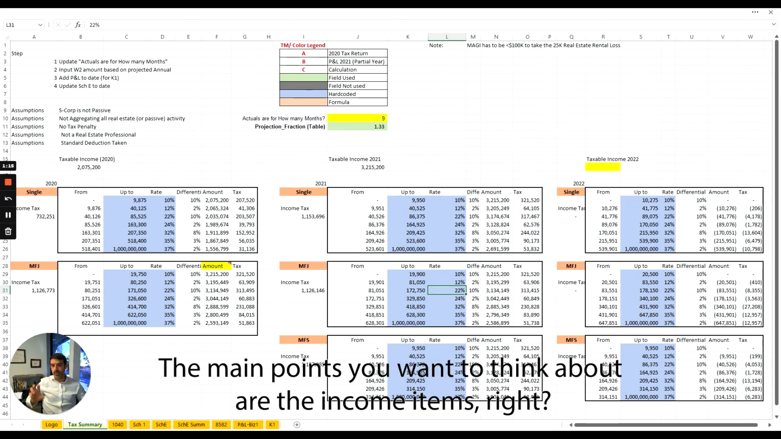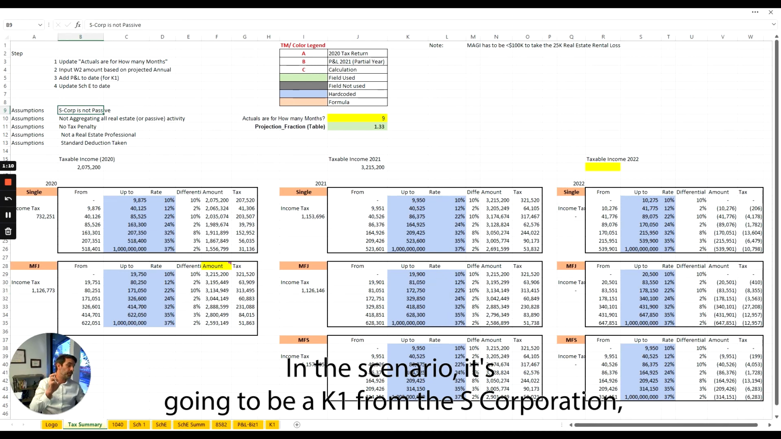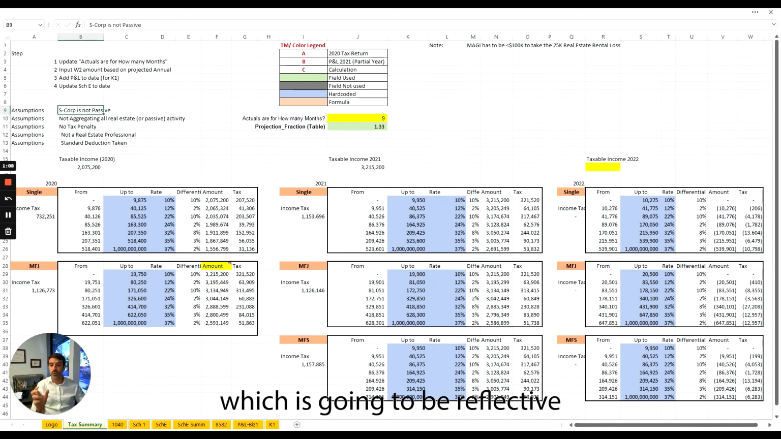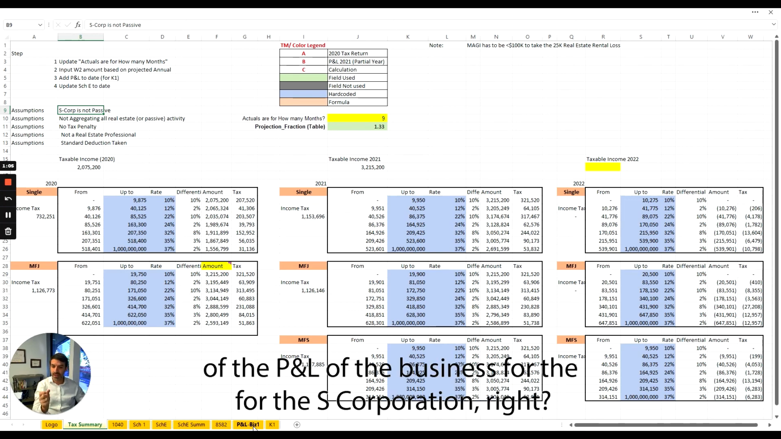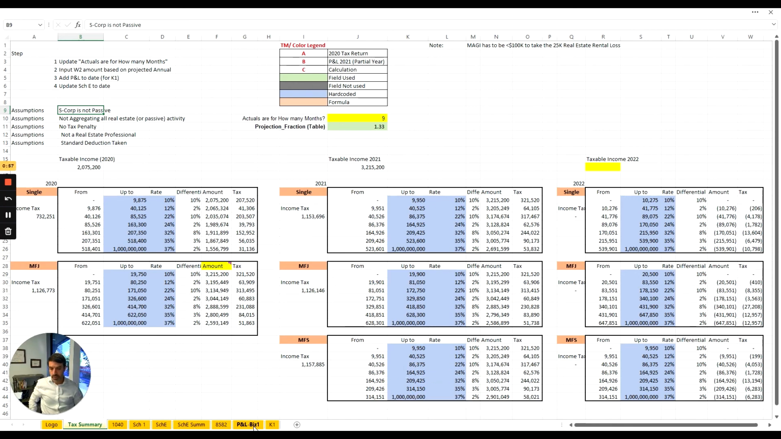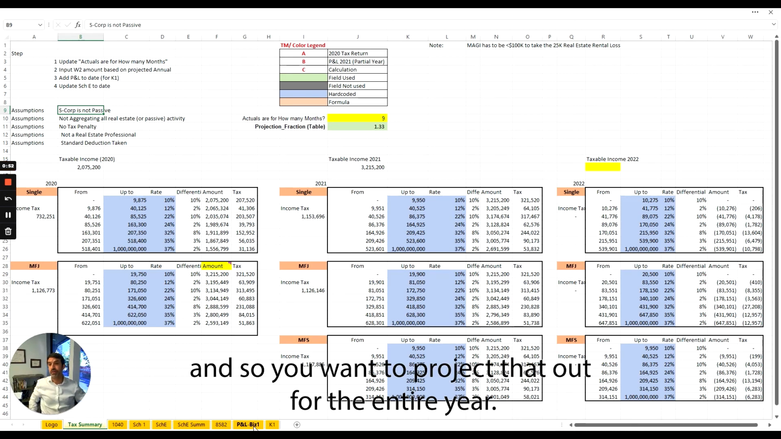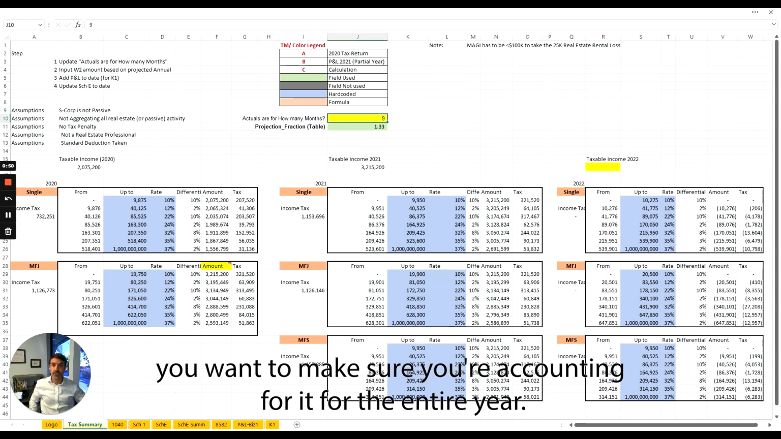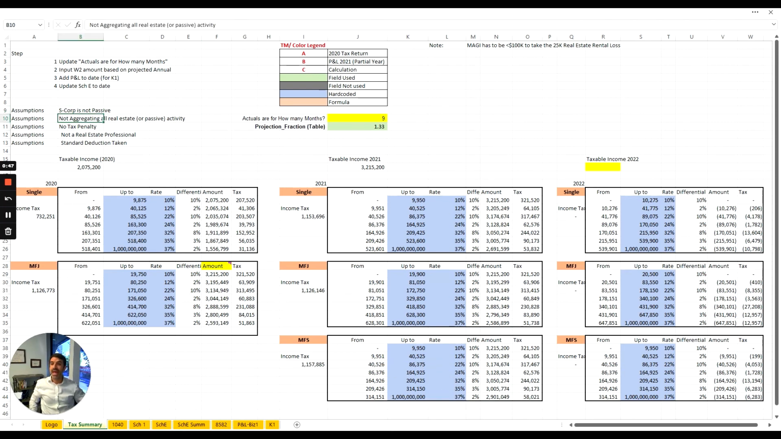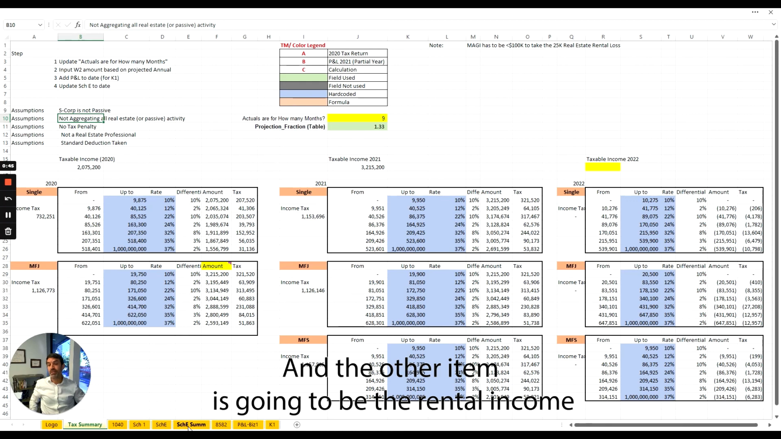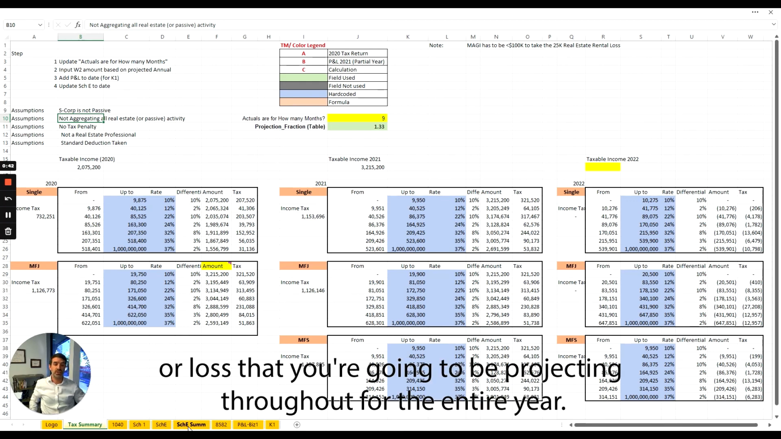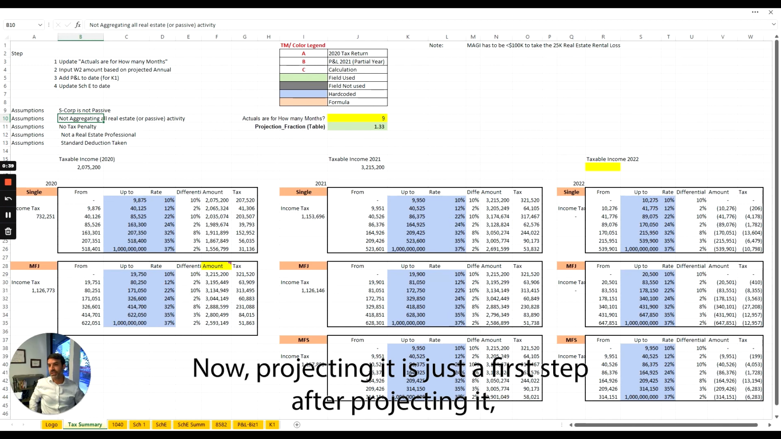So really, the main points, you want to think about the income items, right? In this scenario, it's going to be a K-1 from the S corporation, which is going to reflect the P&L of the business for this S corporation, right? So that business P&L is going to basically flow through to your K-1. So you want to project that out for the entire year. Other income, your W-2, you want to make sure you're accounting for it for the entire year. And the other item is going to be the rental income or loss that you're going to be projecting for the entire year.